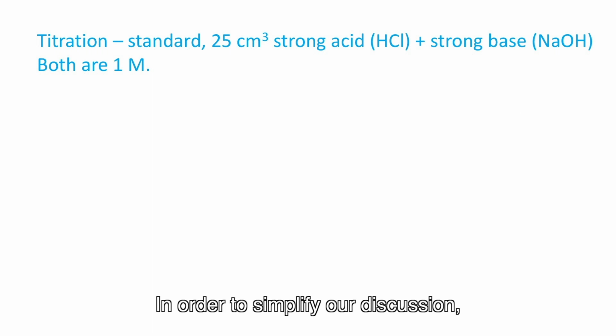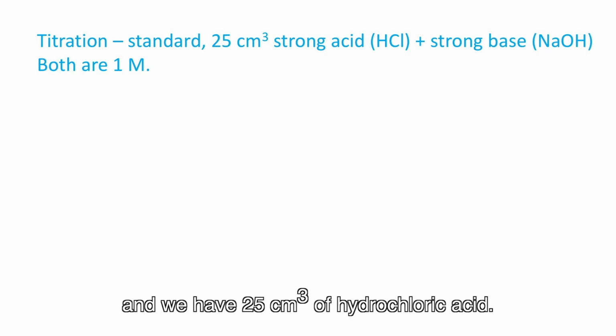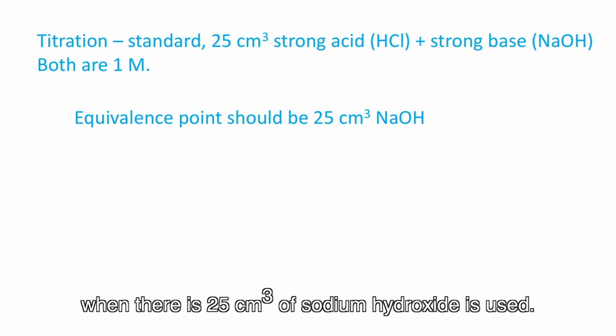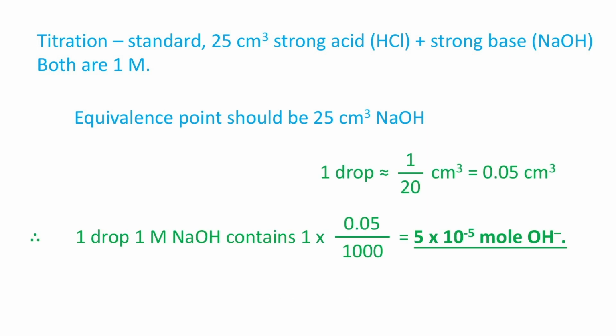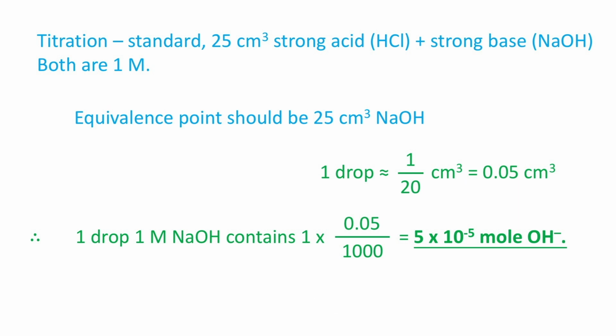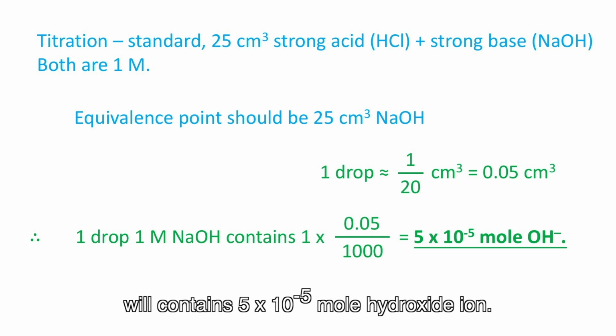In order to simplify our discussion, we have standard hydrochloric acid and sodium hydroxide solution. The molarity of both solutions is 1 M, and we have 25 cm³ of hydrochloric acid. So you can expect the equivalent point to happen when 25 cm³ of sodium hydroxide is used. During titration, 1 drop of solution is approximately 0.05 cm³. So we can conclude that 1 drop of 1 M sodium hydroxide solution will contain 5 × 10⁻⁵ mole of hydroxide ion.